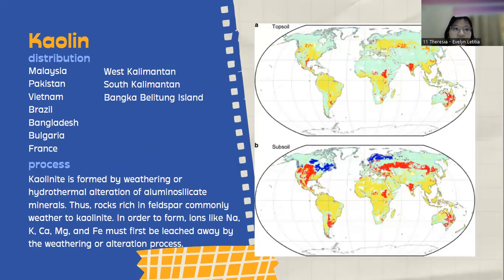And the distribution in the world is in Malaysia, Pakistan, Vietnam, Brazil, Bangladesh, Bulgaria, France, and in Indonesia in West Kalimantan, South Kalimantan, and Bangka Belitung Island. The process itself is formed by weathering or hydrothermal alteration of aluminosilicate minerals. Rock enriched in feldspar commonly weathers to kaolinite, but ions like Na, K, Ca, Mg, and Fe must first be leached away by the weathering or alteration process.